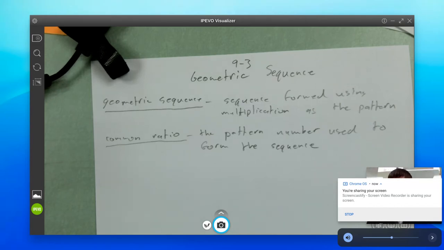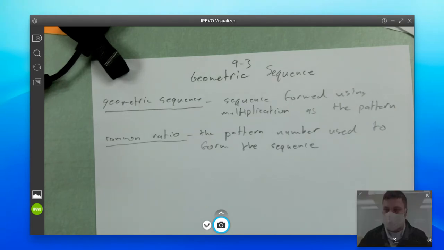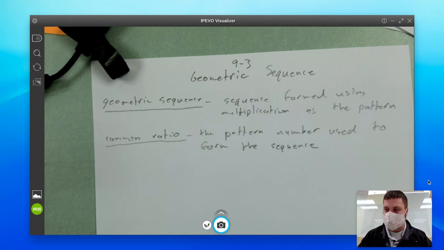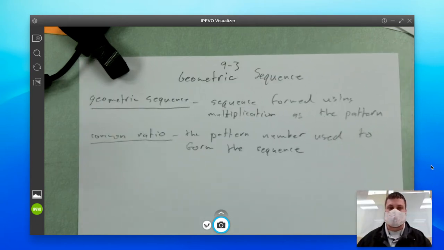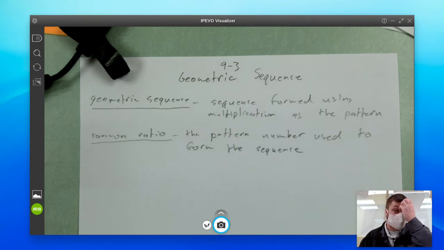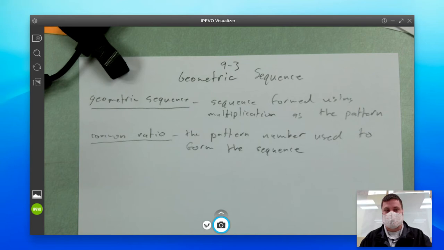Okay, this is moving on to 9.3. We're going to have a quiz over this, or we're going to have a quiz here soon just on sequences. This is the other type of sequence we're going to focus on called geometric sequences. Remember that a sequence is just a series of numbers formed by a pattern.